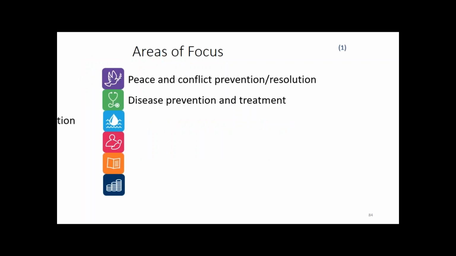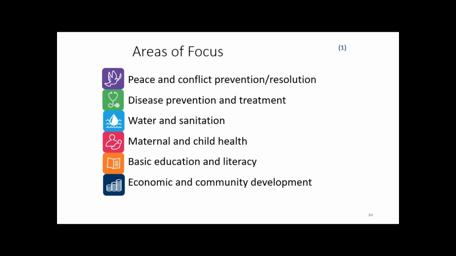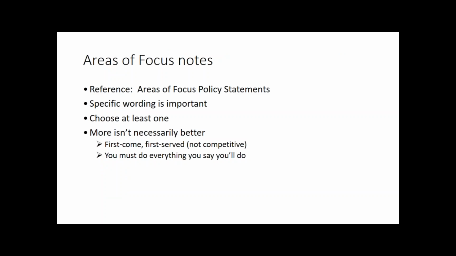So the areas of focus are peace and conflict prevention and resolution, disease prevention and treatment, water and sanitation, maternal and child health, basic education and literacy, and economic and community development. We've all been involved in grants long enough that we know what these 6 areas of focus are. There are policy statements online. It's all on the Foundation page. The specific wording is important.